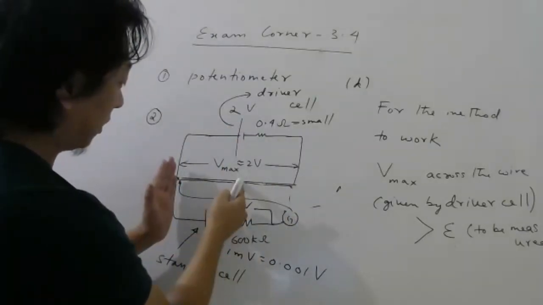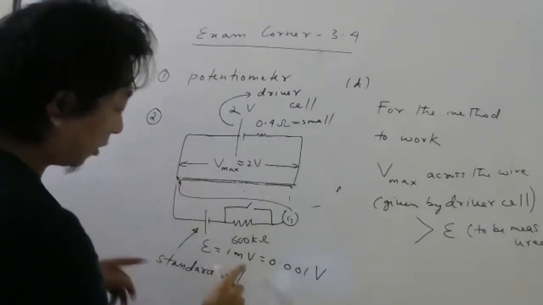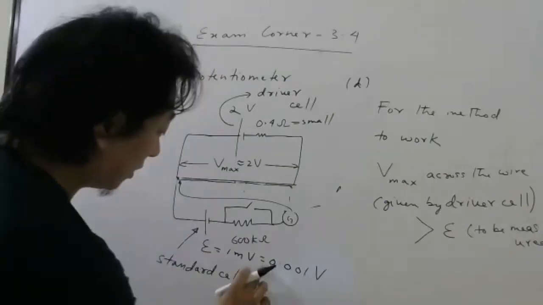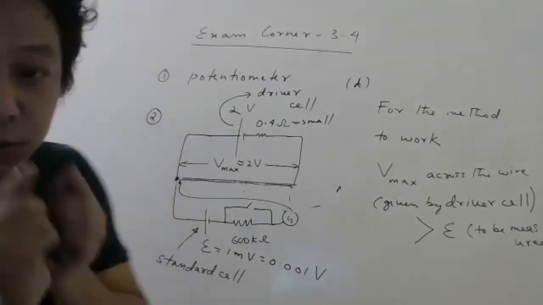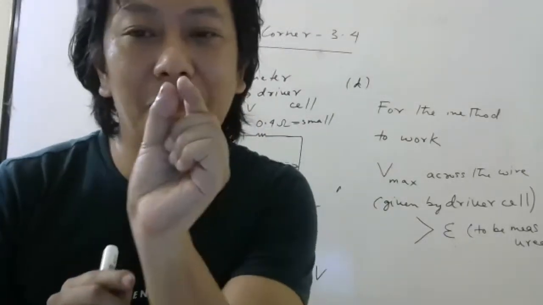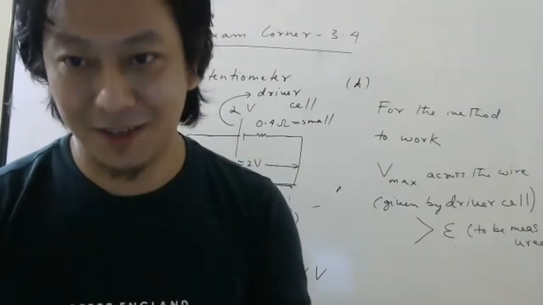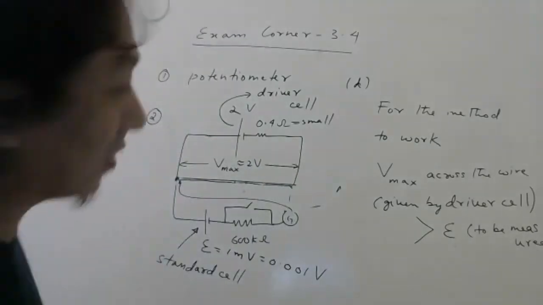So this is 1 volt, this is 0.5, this is 0.25. But you want to measure 0.001 volt. So to measure this, your jockey has to be kept very close to this. If it is too close, then you will not be able to measure the balance length, because it will be smaller than the least count. If it is smaller than the least count, you will not be able to measure.